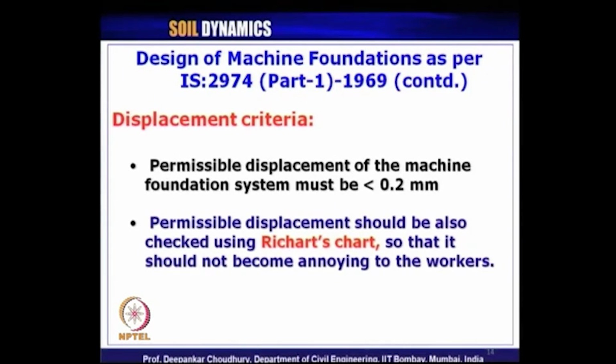And another check is that qualitative check, what we told earlier, it has to be checked using the Richards chart, so that the displacement is not creating any problem to the people who are staying in the surrounding vicinity or working in the surrounding vicinity.